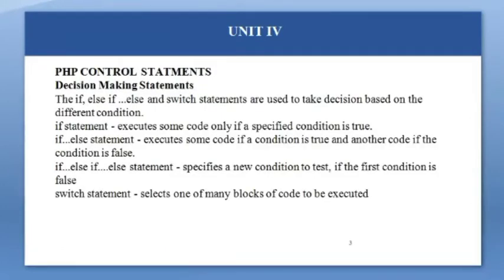PHP control statements. There are 4 types of control statements: if, else if, else, and switch statements. You already know very well what decision making means. For example, the eligible age for voting is 18. Here the age decides which action is to be taken: eligible for voting or not eligible for voting. That is decision making. So here we use if, else if, and switch statements.